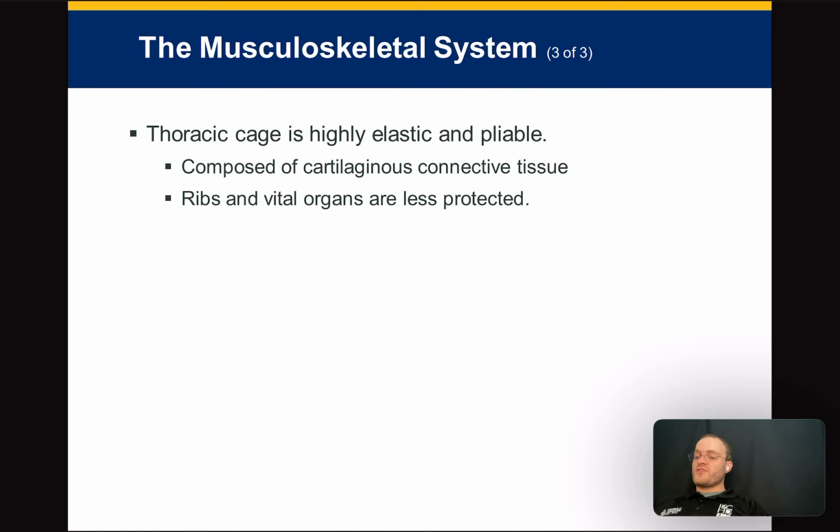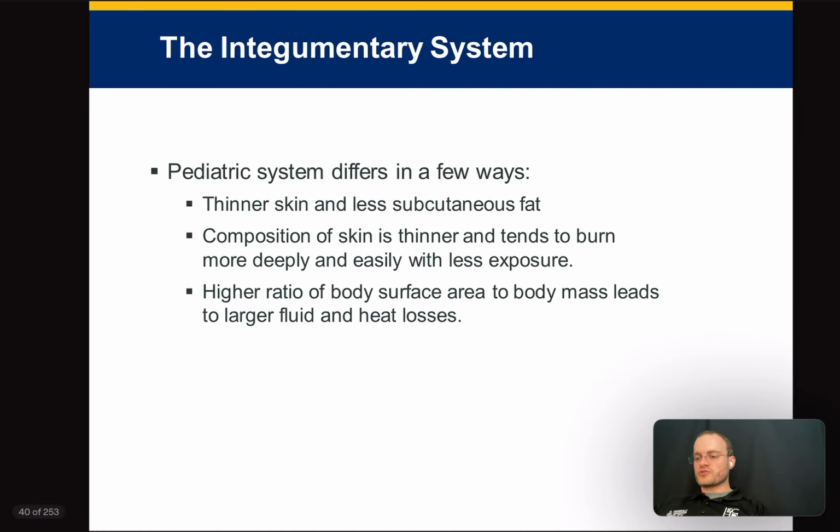The thoracic cage is highly elastic and pliable. It's again, baby's bones are soft, their joints are soft. Okay, and so with that, since they're so soft, the vital organs like the heart and lungs are a little bit less protected because again, those tissues are soft.